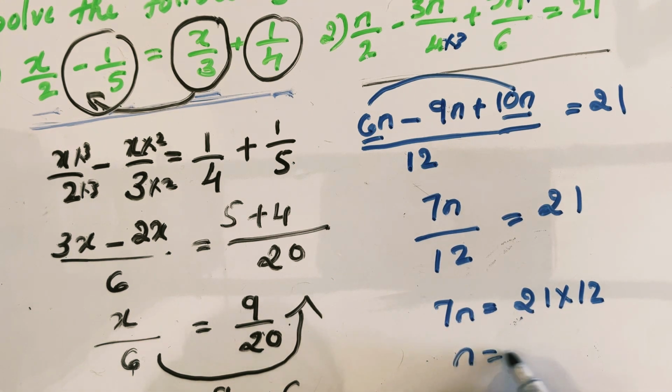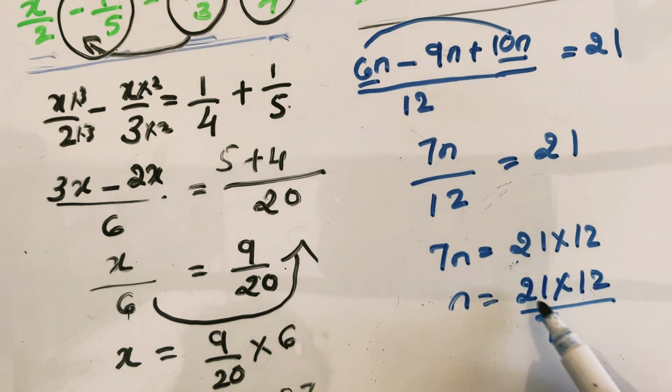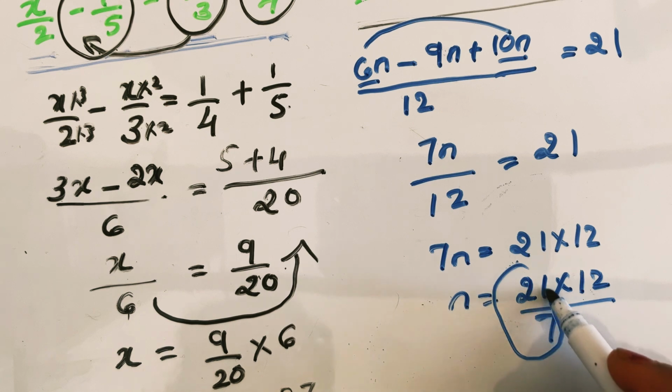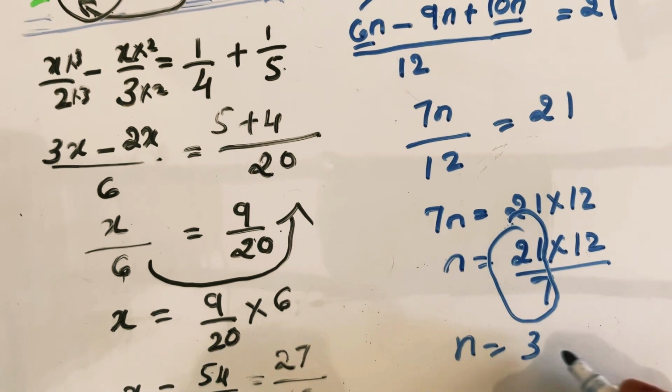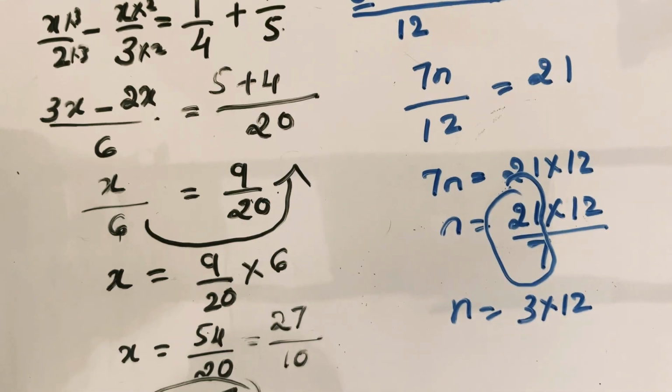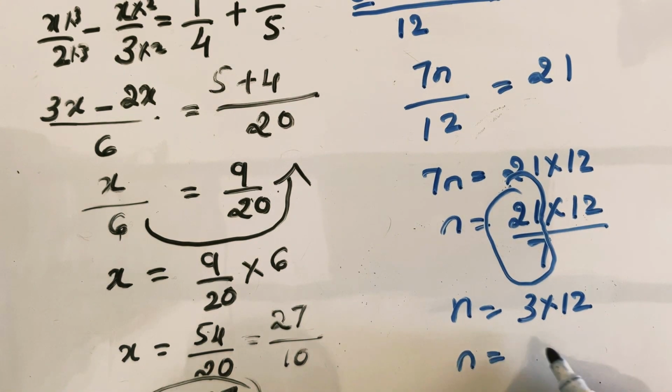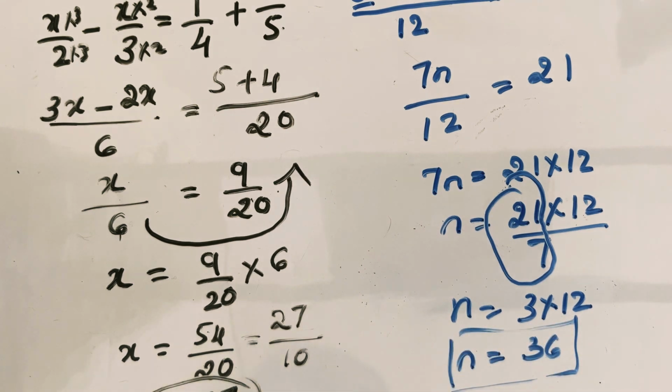So n is equal to 21 times 12 divided by 7. You can just take 21 divided by 7 first. What is 21 divided by 7? 21 divided by 7 is 3. 3 times 12. What is 3 times 12? 36. So n is equal to 36. So our solution is n is equal to 36.